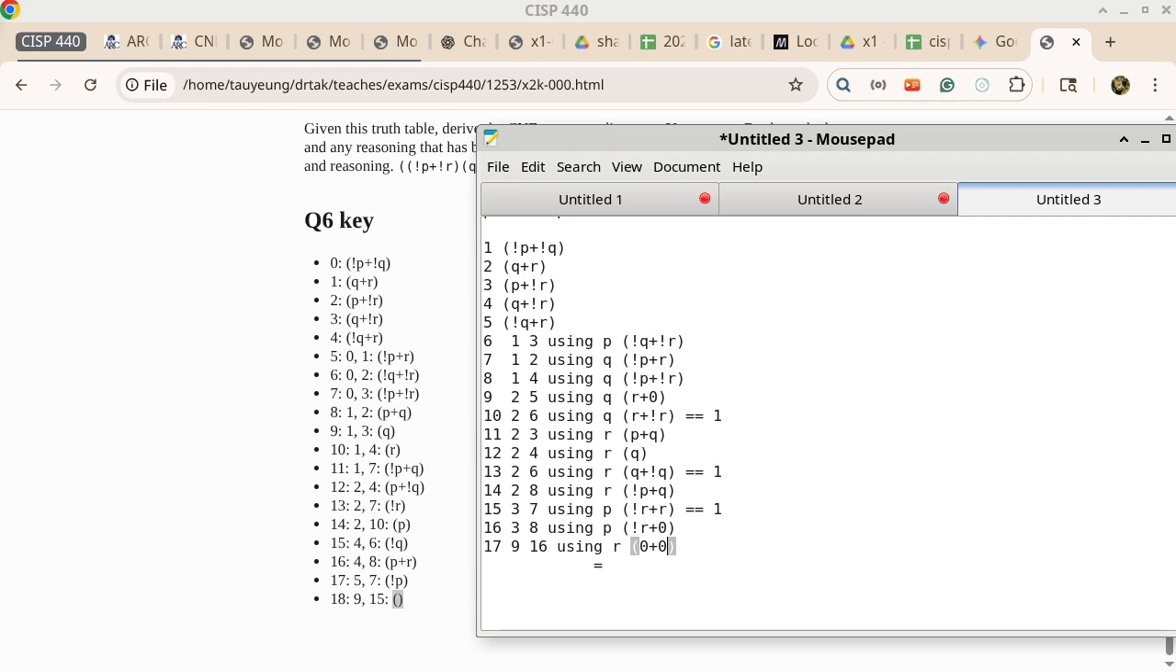Because one is an R, the other one is a not R. Because number 9 is just the R. Number 16 has the negation of R. So it still fits the pattern of resolution. Yep, join the two without any mentioning of R. Yep, yep, go ahead.